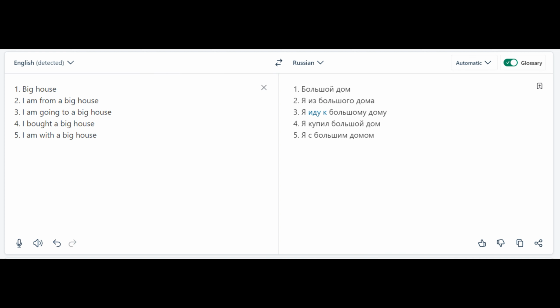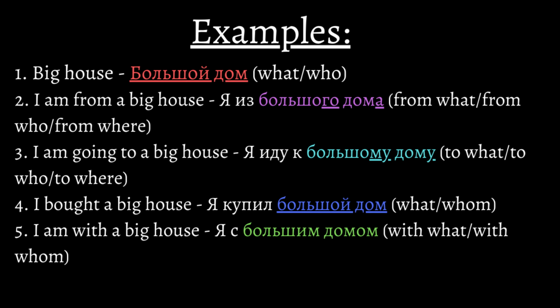The expression I am with a big house is я с большим домом. Even though it's a weird sentence, it just shows a different way to modify words. This expression is instrumental because by asking with what, we have an answer. With what are you? I am with a big house. Большой now becomes большим and дом becomes домом, which is a different expression from the previous ones.